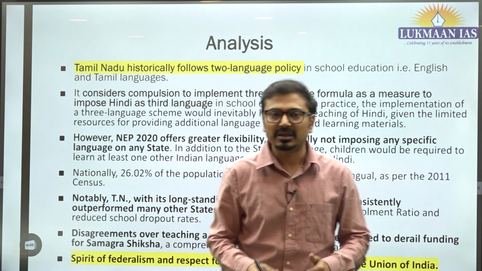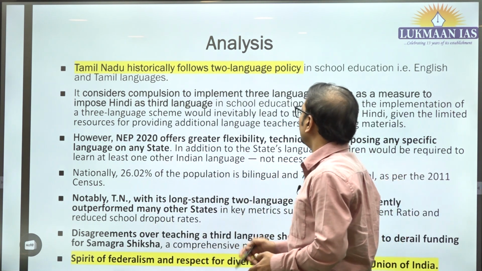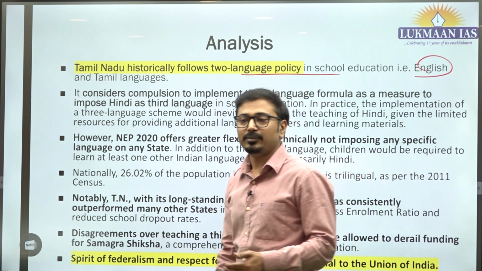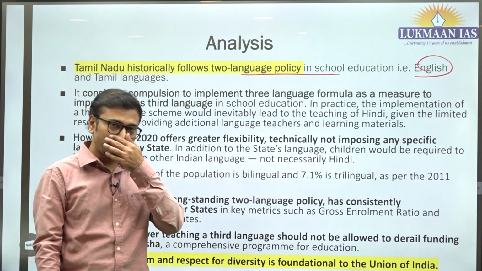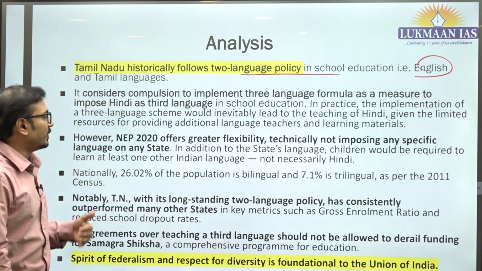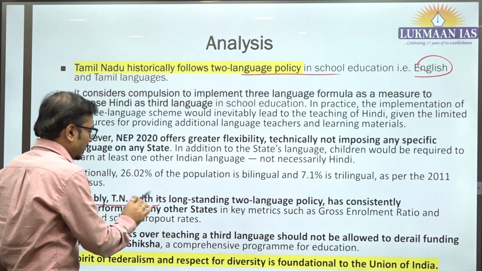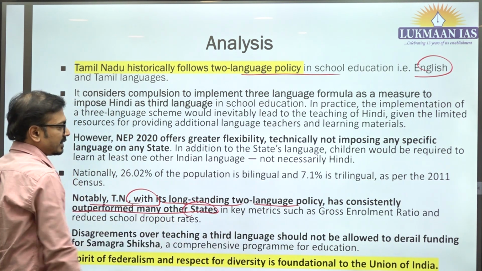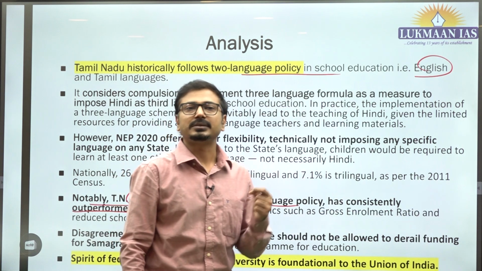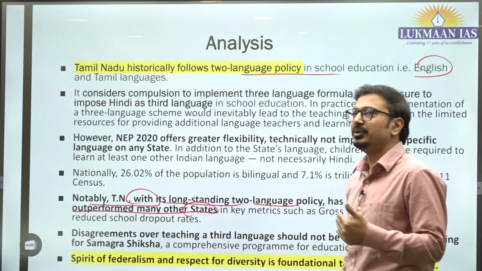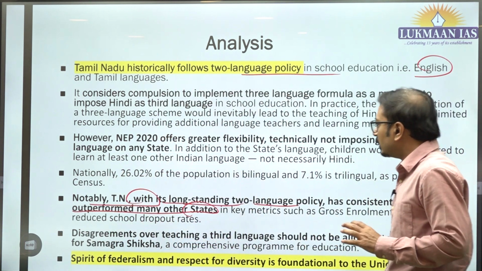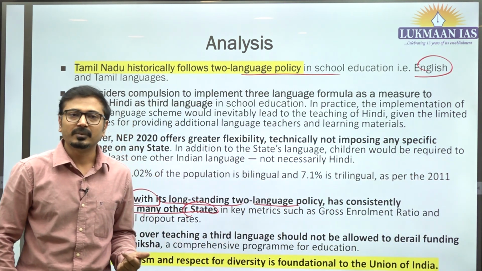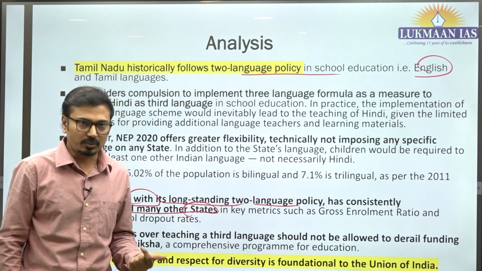First of all, you should know Tamil Nadu has been following the 2 language policy in school, that is English and Tamil. At the same time, you should understand this has helped Tamil Nadu in terms of educational indicators. Tamil Nadu, with its long-standing 2 language policy, has consistently outperformed many other states in key metrics such as gross enrollment ratio, or we can say reduced dropout rates. So the education indicators in Tamil Nadu in terms of school education are good, even if they are not following the 3 language formula.